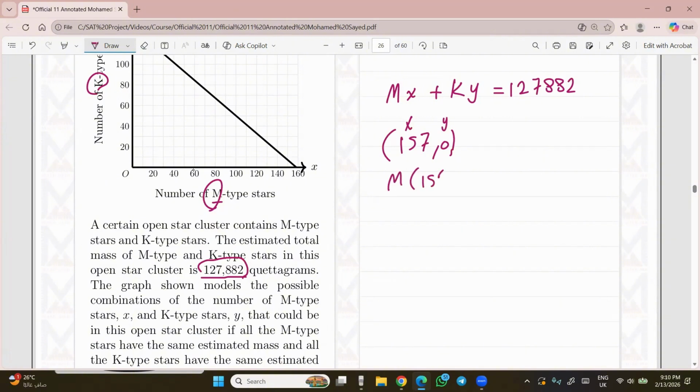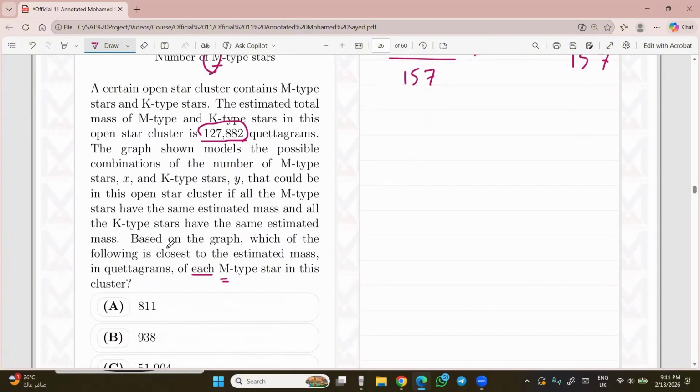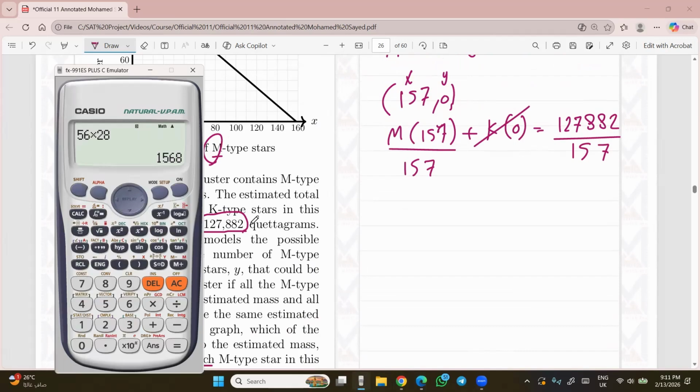So M times 157, 157 or 156, whatever, plus K times y, and y here is 0. Now we can remove the y term, equals 127,882. These are cancelled out, and then we can divide by 157 to get the value of M. And of course, the value of M is approximated, because the question says which is the closest. Closest means the calculator maybe gives you a rough estimation of the answer.